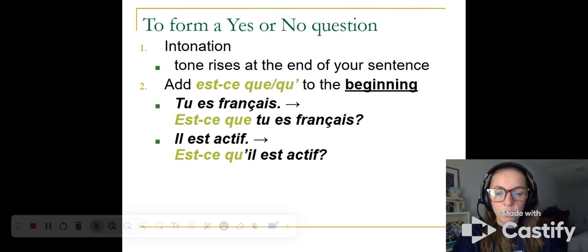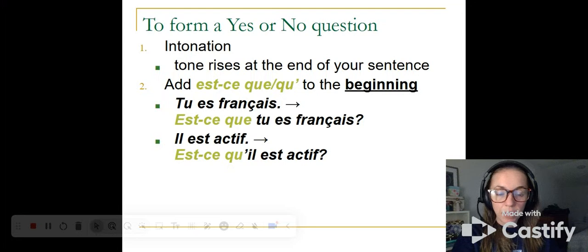Now, why do we have two versions of que up here? Well, because if I said, est-ce que il? All right, we don't like that hiccupy sound. So we're going to get rid of the E and connect the que with the il with an apostrophe. Est-ce qu'il est actif? Qu'il. I love how that sounds. Is he active? Yes or no?